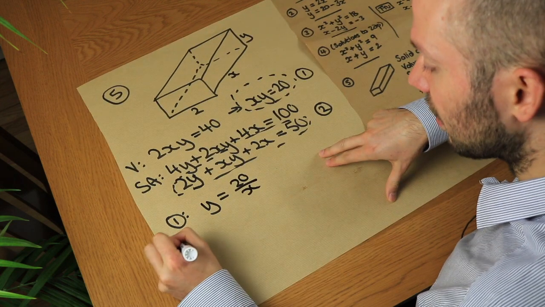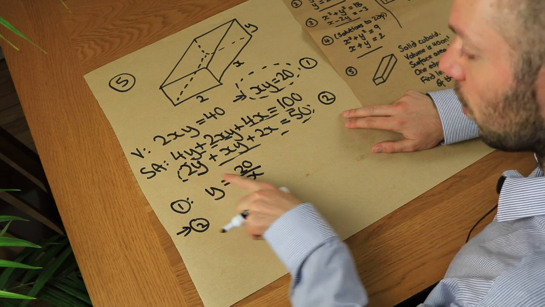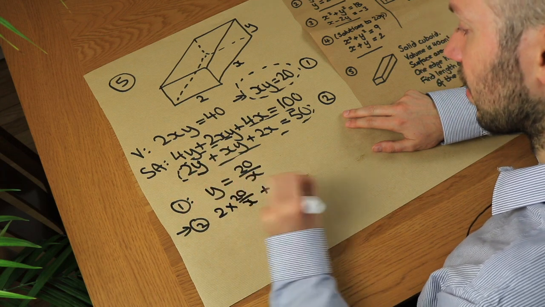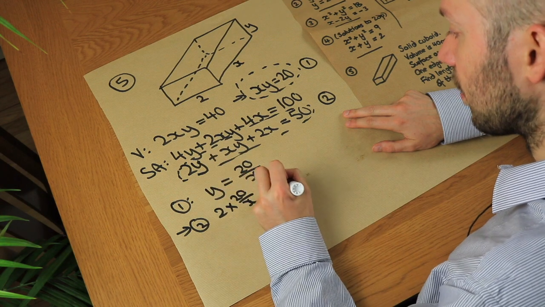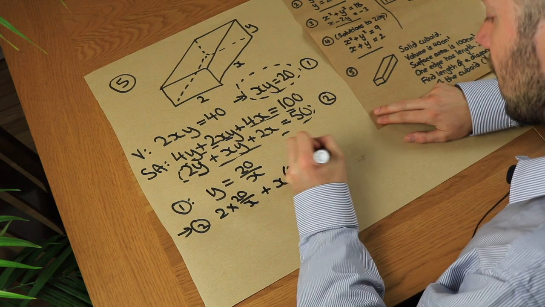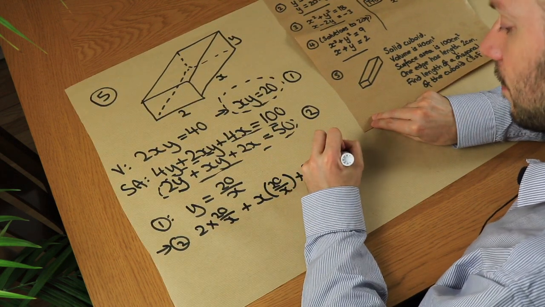And that means if we sub that into the other equation, we've got 2 times y, which is 2 times 20 over x, plus x times y. So it's x times 20 over x. And we've got plus 2x here, no substitution needed, is equal to 50.